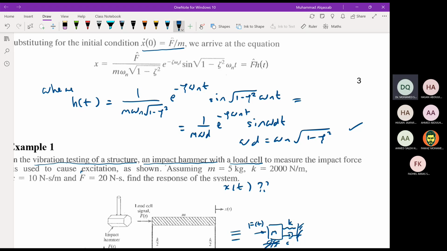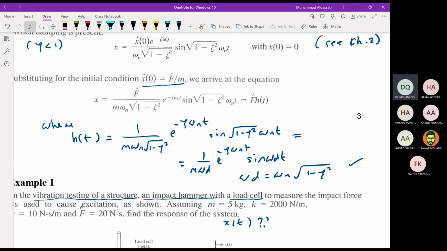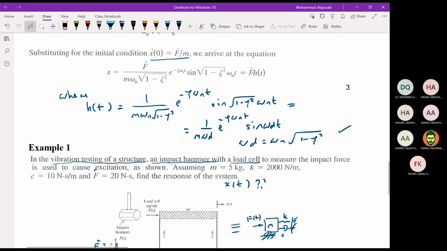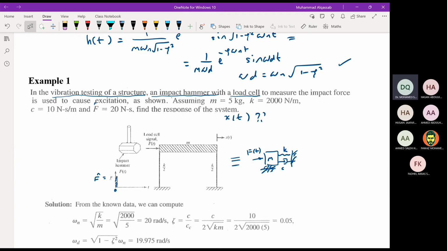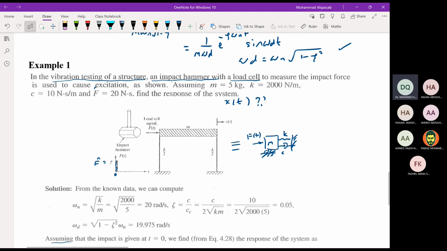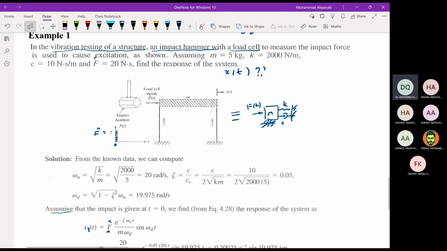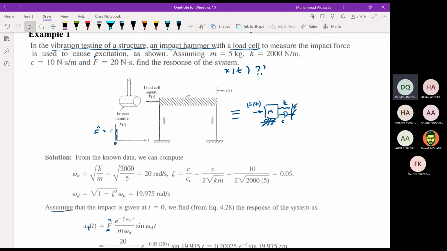So h of t is the response due to a unit impulse. It depends on the value of zeta. So far we only discussed 2 types, but you can obtain the h function for overdamped and critically damped. And then we solved this example, which is a spring mass damper system. It's a structure, but you can model it as a spring damper system excited by impulse.